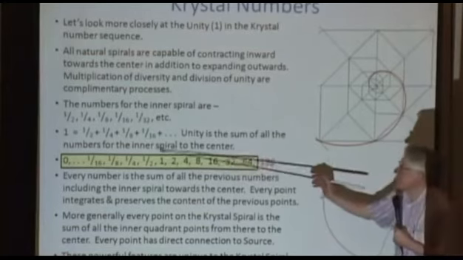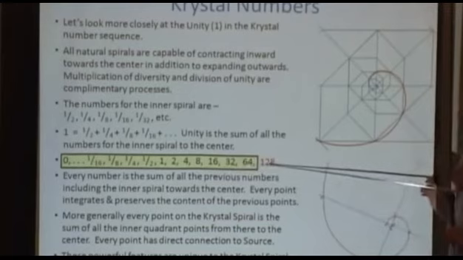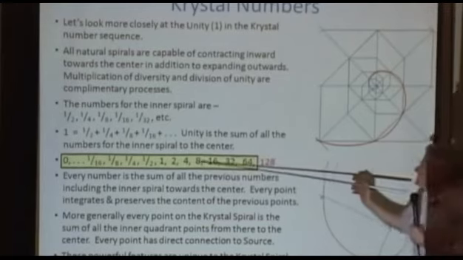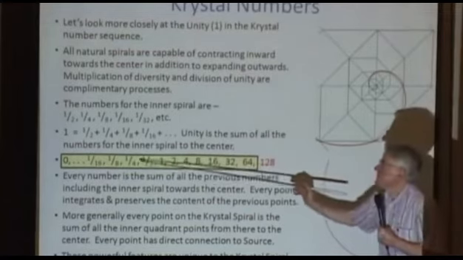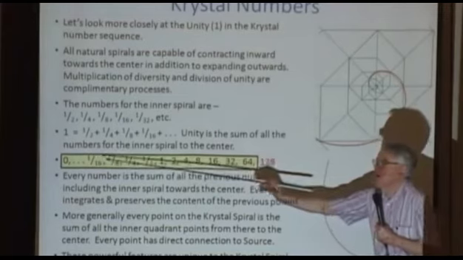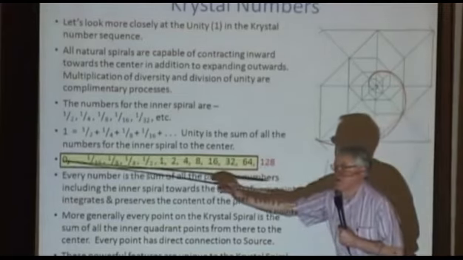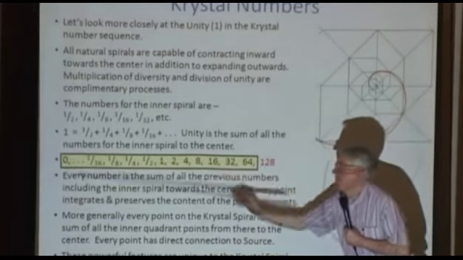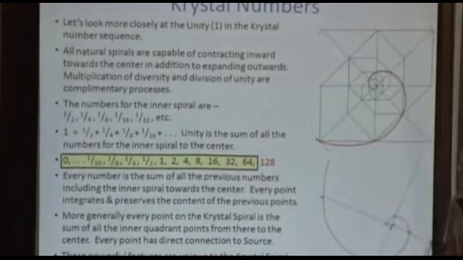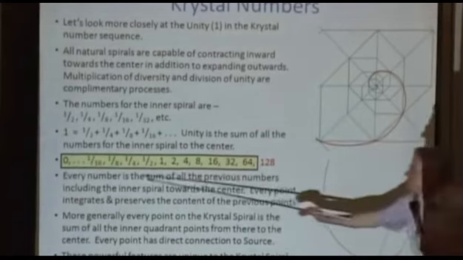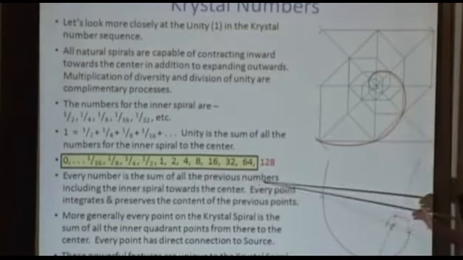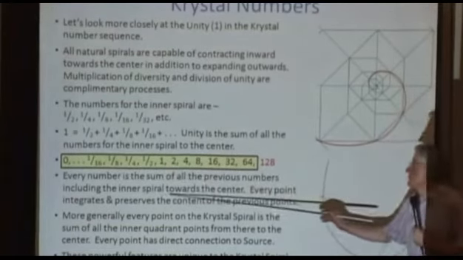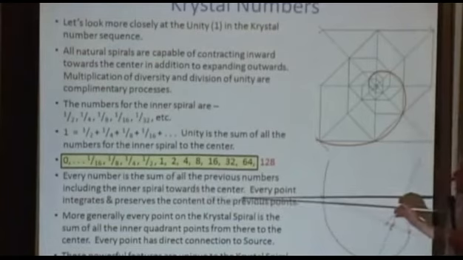Now, if we take this sequence and put in these numbers, we'd say this 128 is the sum of the outer terms of the crystal spiral plus the inner terms, a half, a quarter, an eighth, a sixteenth, all the way back to source. Okay? So what this means then is that every number is the sum of all of the previous numbers, including the inner spiral, all the way back to the source.